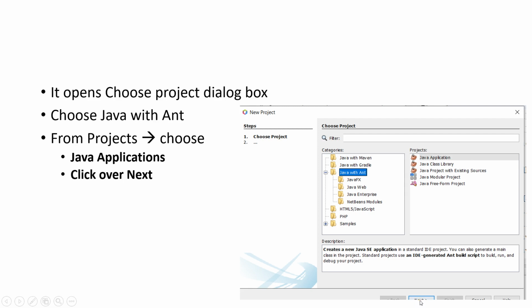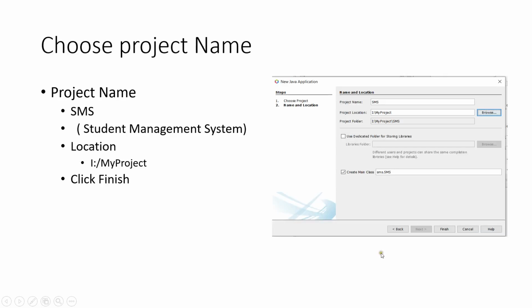Click over next. After selecting Java application, I have to click over the button next. Then the very important thing is to give a suitable name for the project. As this is a very simple student management system project, my project name is SMS. By default a name appears. Better you remove that name and type a suitable, attractive, catching name, SMS.